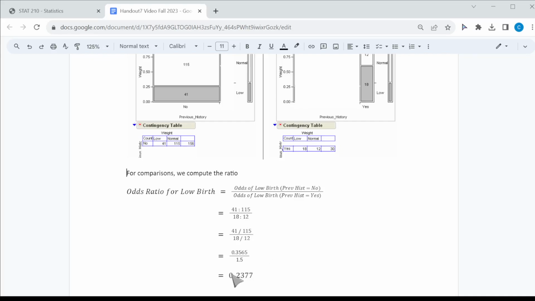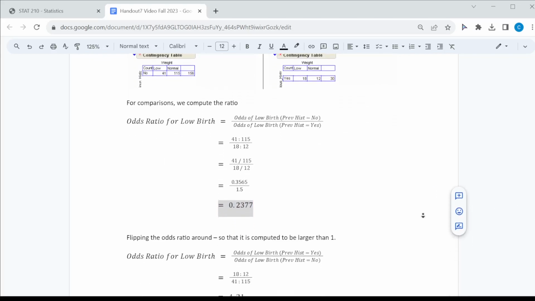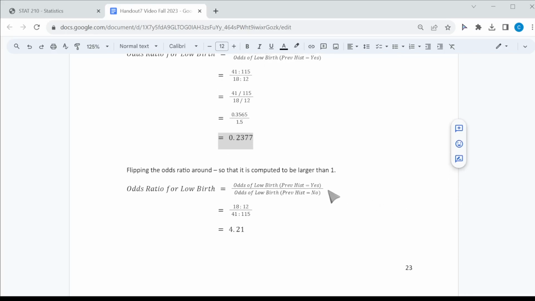Now, when we do that math, we end up getting 0.2377. And just like a relative risk ratio, we want odds ratios to be bigger than 1. So again, I've done this math backwards here. I want to flip these around. What I want to do instead is put the odds of low birth weight for those with previous history in the numerator. So let's recalculate that, now putting the previous history in the numerator. And I get a ratio of 4.21 now.